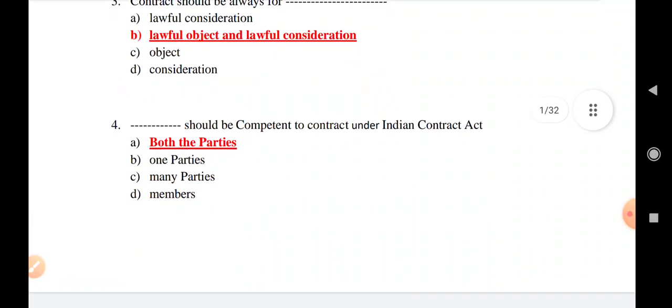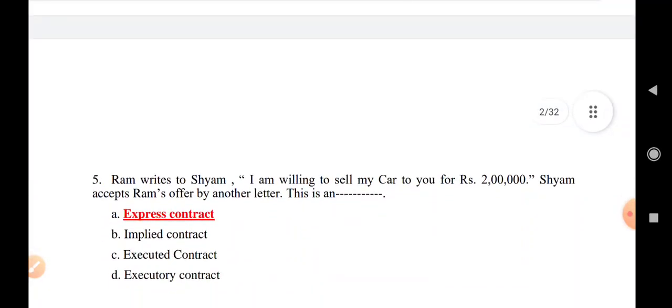In the next question, suppose the question is like this: dash should be competent to contract under the Indian Contract Act. Here you know that in a contract the minimum number of parties is two. So you have to choose the correct answer, that is option A: both the parties, that means two parties, should be competent to contract under the Indian Contract Act.